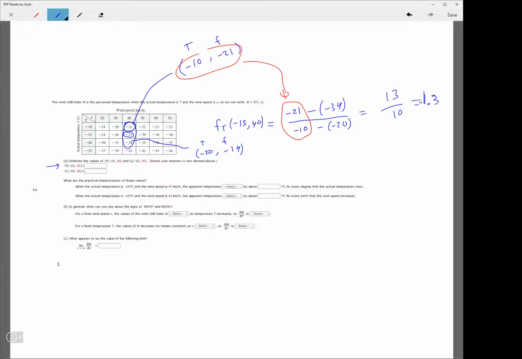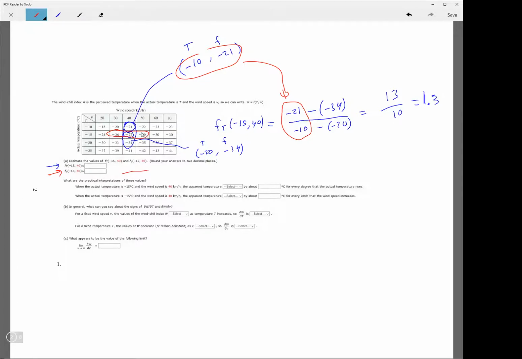Okay, so we go ahead and put 1.3 in there and see if that works. And the partial with respect to v, that's the next question right there. So there's this one right here. And for this one, you're going to go this way. Okay. So for that one, let's choose this point first.